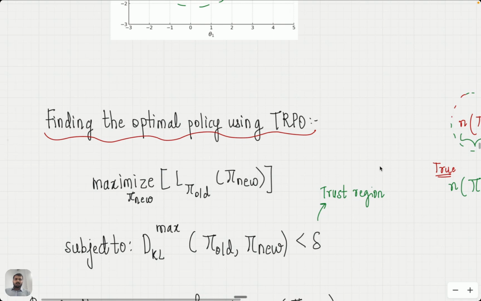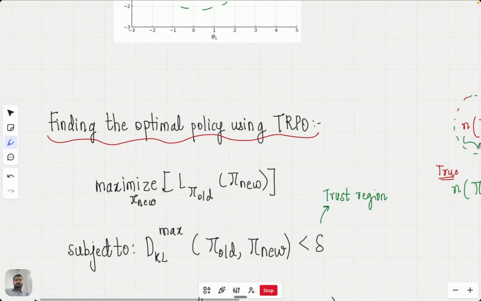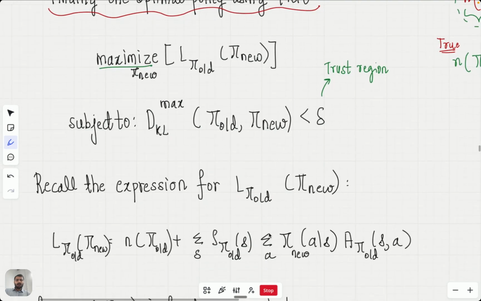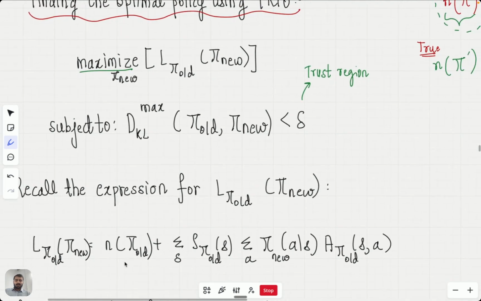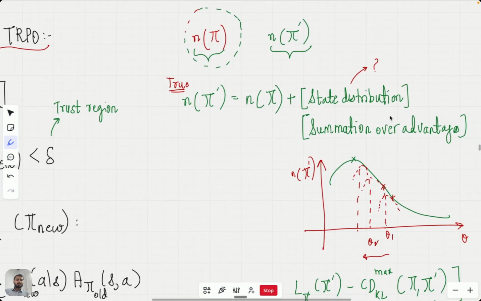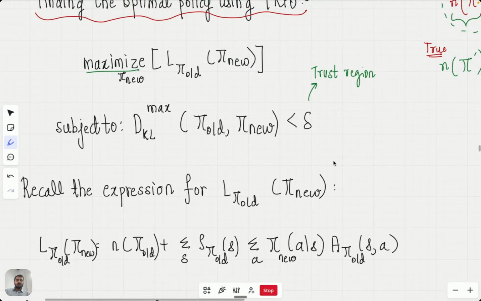Okay, so for now, the task for us in today's lecture is to solve this constrained optimization problem where we are given an objective function and we are given a constraint. So let's see how we can start this problem. First, we have to simplify this objective function which is there in the brackets of the maximize function. So let's expand this L old pi new. This expression looks like this as I had written over here. It's a combination of two terms.